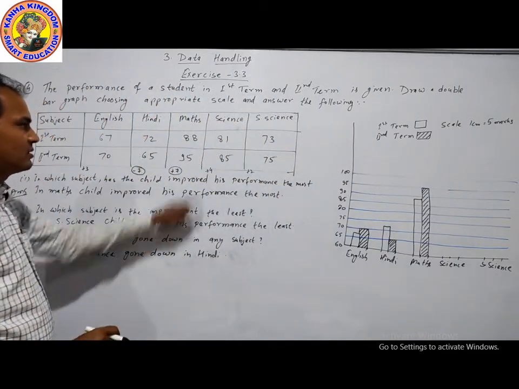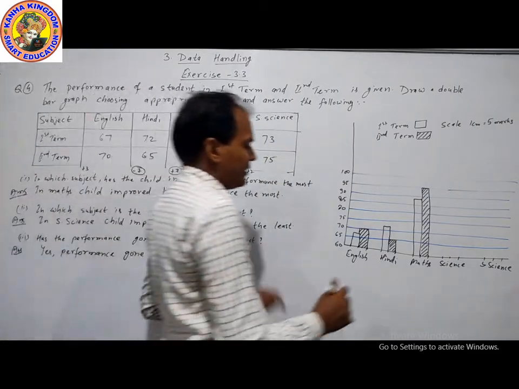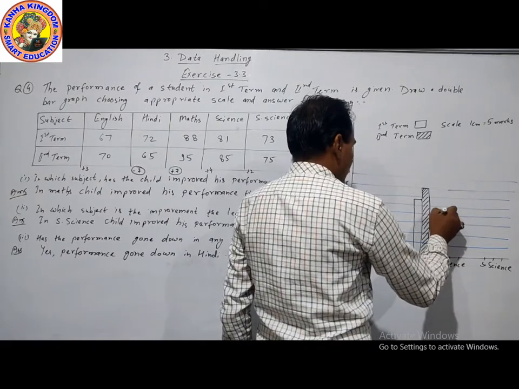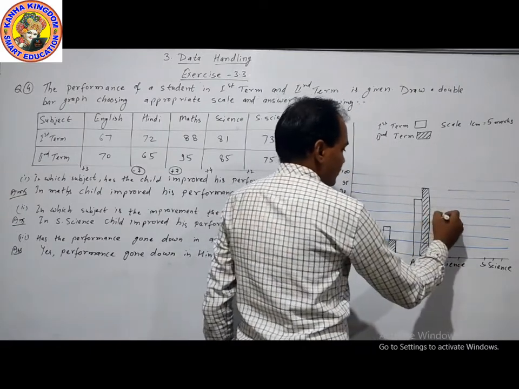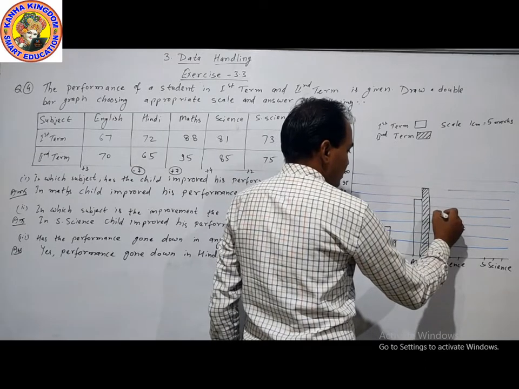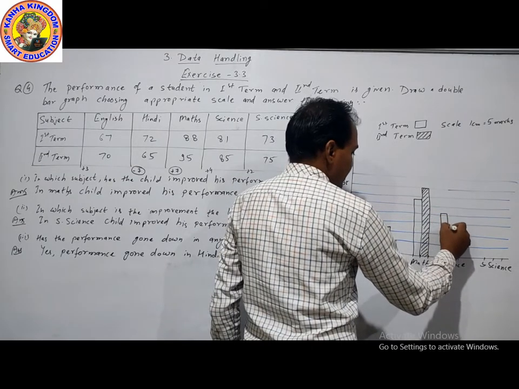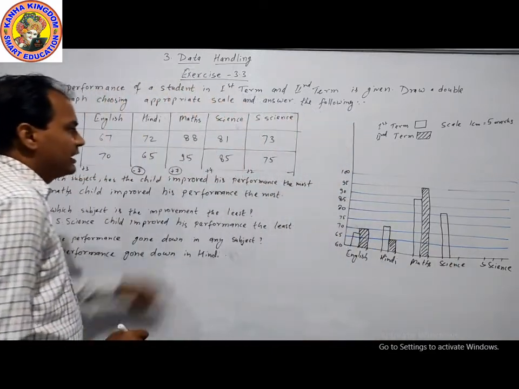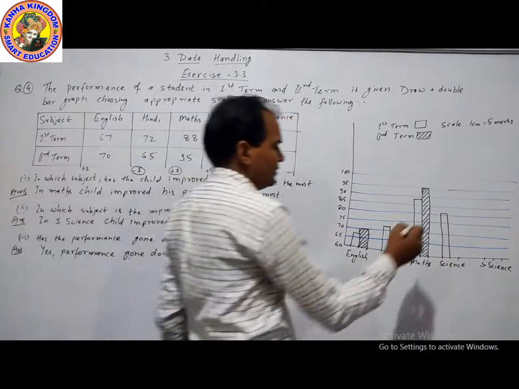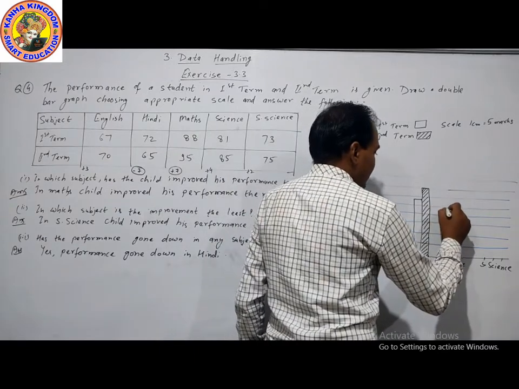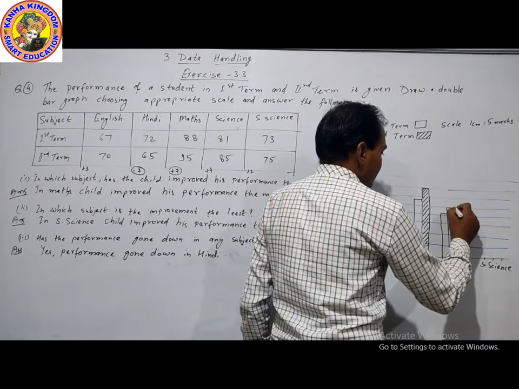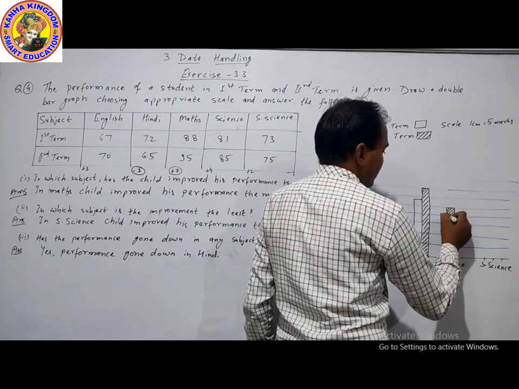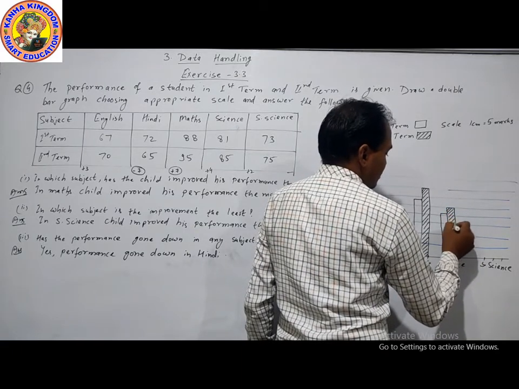Now in science, first term 81. This is over 80, and above this is 81. In second term 85. Second term will be denoted by lines.